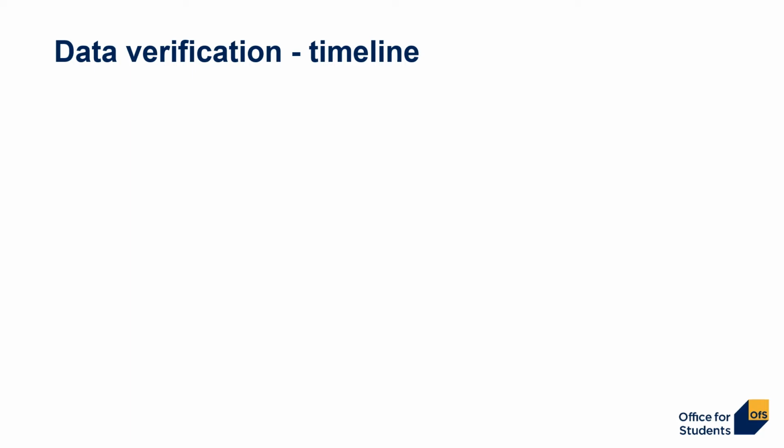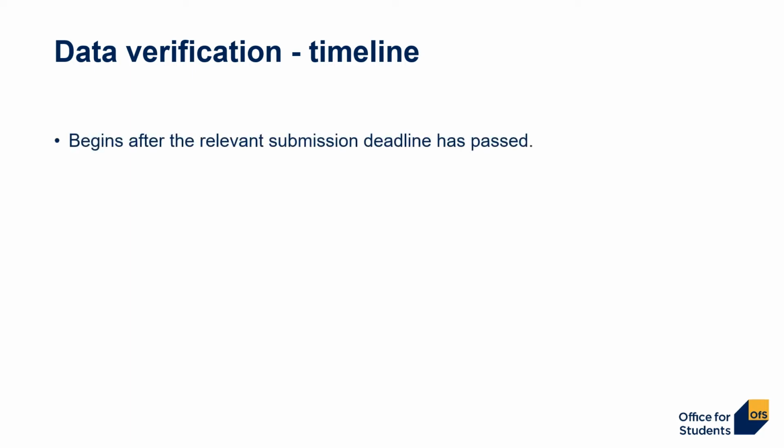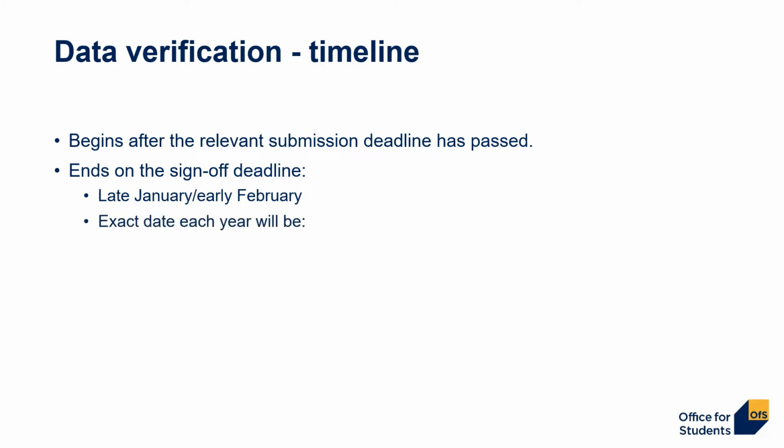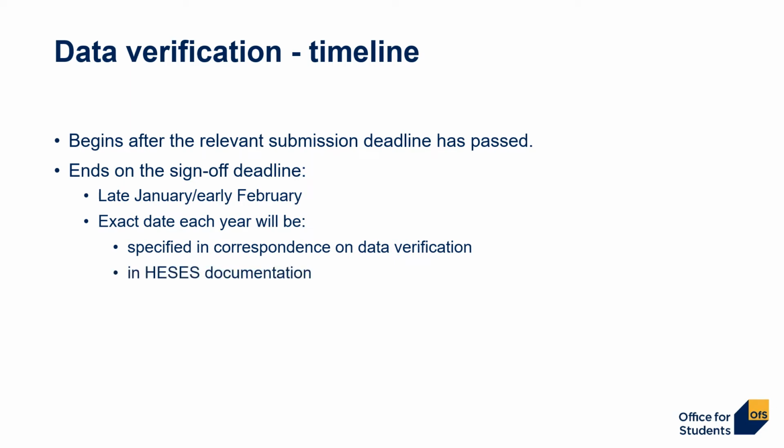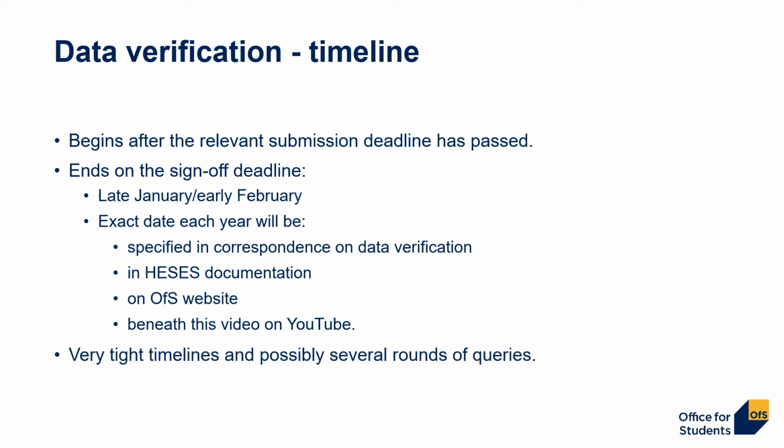The data verification phase of the HESES process starts after the submission deadline and ends on the sign-off deadline. This date varies from year to year, but it is usually towards the end of January or the start of February. Each year the precise date will be prominently featured on the letters sent to accountable officers with the initial data verification queries, in the HESES documentation, on our website, and in the description of this video on YouTube. Note that the data verification phase has very tight timelines, and there may be several rounds of queries before your data is ready to be signed off.